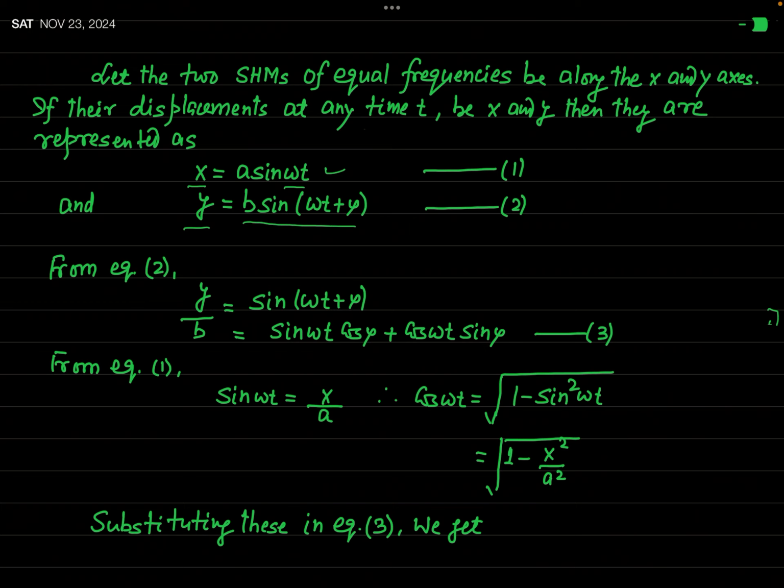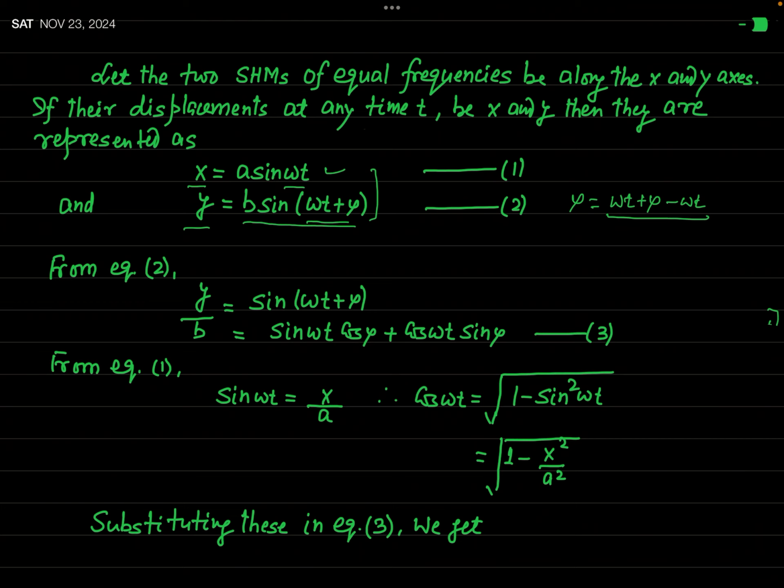Here phi is the phase constant, and you can see that the phase of the second SHM at time t is omega t plus phi, and that of the first one is omega t. So what is this phi? Phi is actually omega t plus phi minus omega t. It means this is the phase difference between these two SHMs. And amplitudes a and b are different in general.